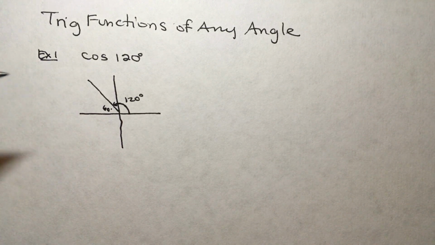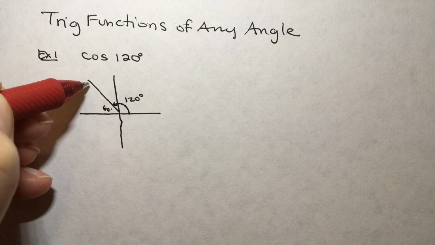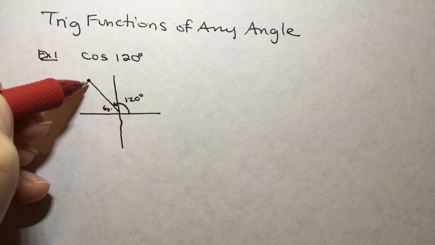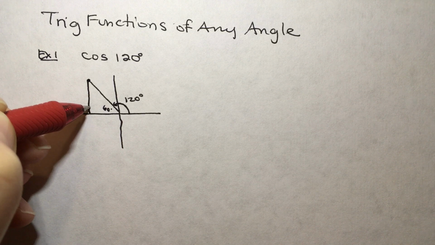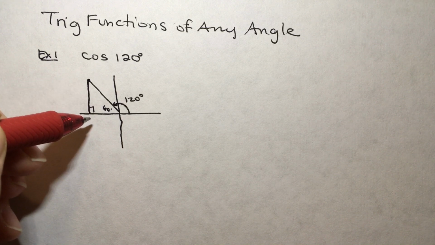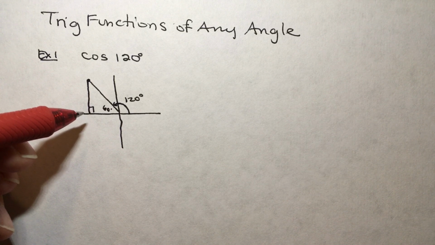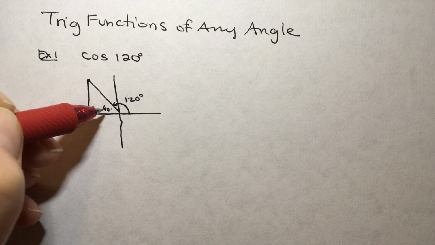Then we need to draw something called a reference triangle. So we take any point on the terminal side, we'll just pick a point, and we're going to drop a perpendicular, in other words, make a right angle, with the x-axis. So we'll drop a vertical side of the triangle. It's always a vertical side, always perpendicular to the x-axis. The point being to make a triangle with the reference angle 60 degrees in it.